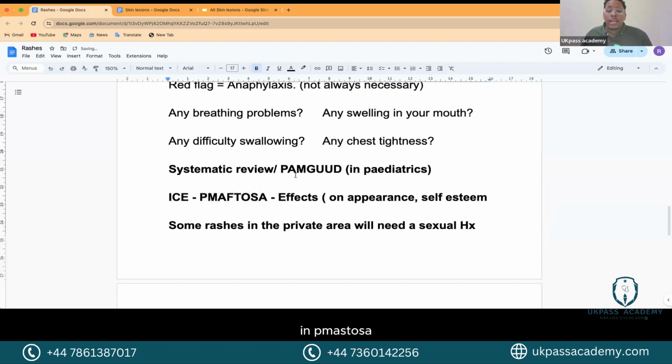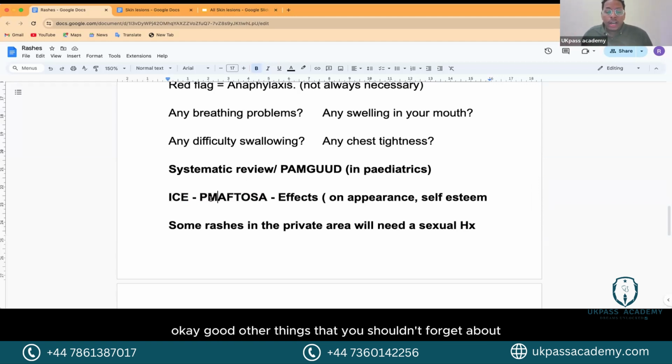In PMAF-TOSA, you need to cover immunizations. So in your PMAF-TOSA, are you up to date with all your immunizations? Is also something to ask about. Because if somebody has a rash and they don't have their MMR vaccine, and they describe the rash that's spreading and they had a flu-like illness recently, you already know where this is going.